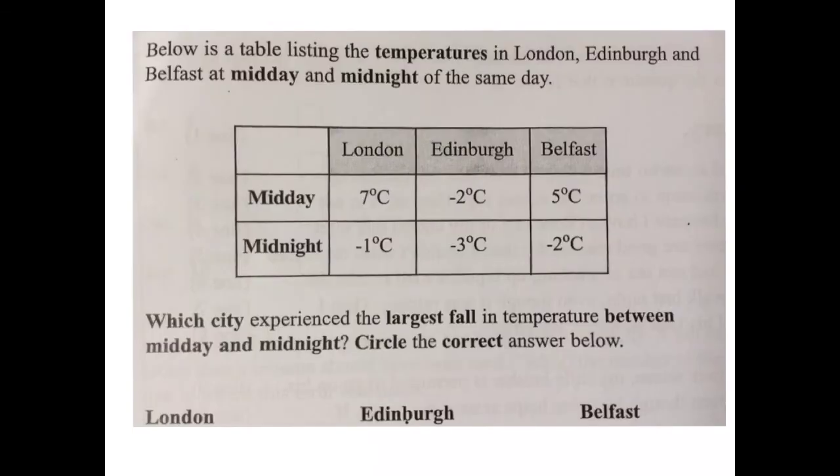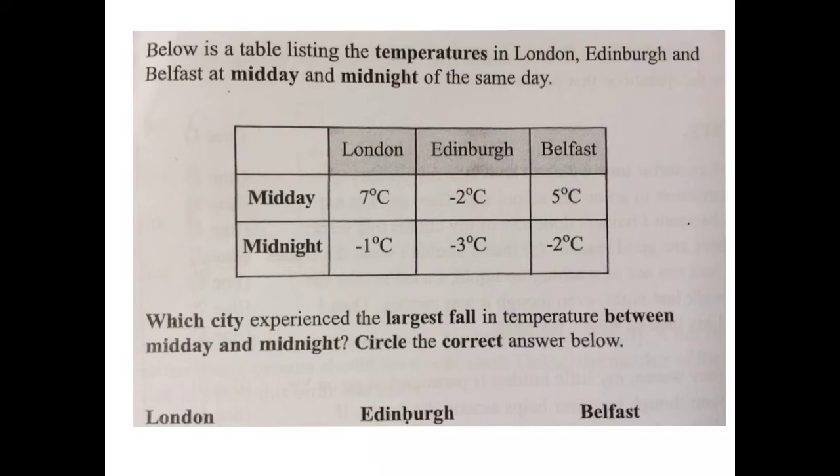Below is a table listing the temperatures in London, Edinburgh and Belfast at midday and midnight of the same day. So we can see midday, London was 7 degrees, at midnight it was minus 1. Edinburgh at midday was minus 2, midnight minus 3. And Belfast at midday was 7 and at midnight was minus 2. Which city experienced the largest fall in temperature between midday and midnight?